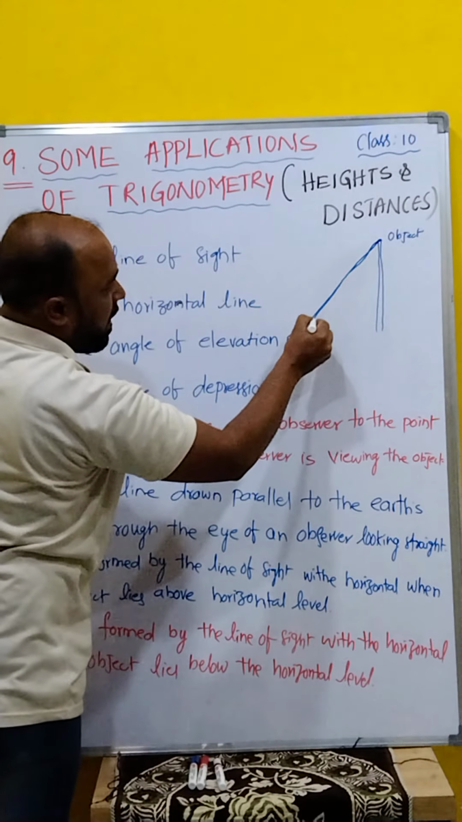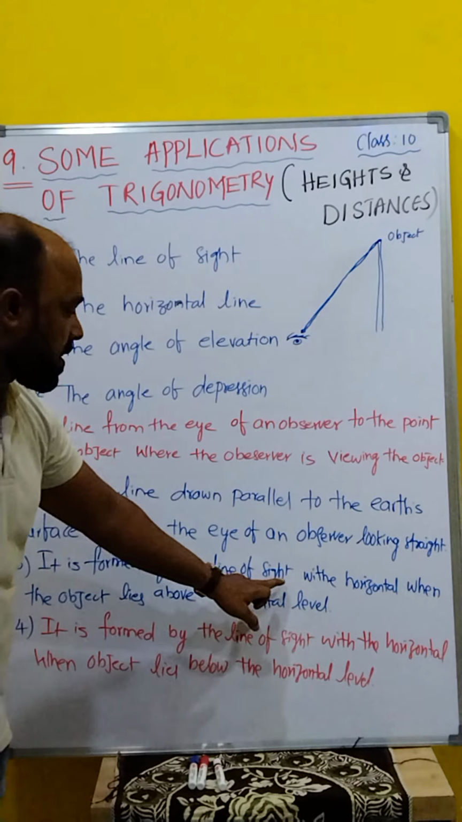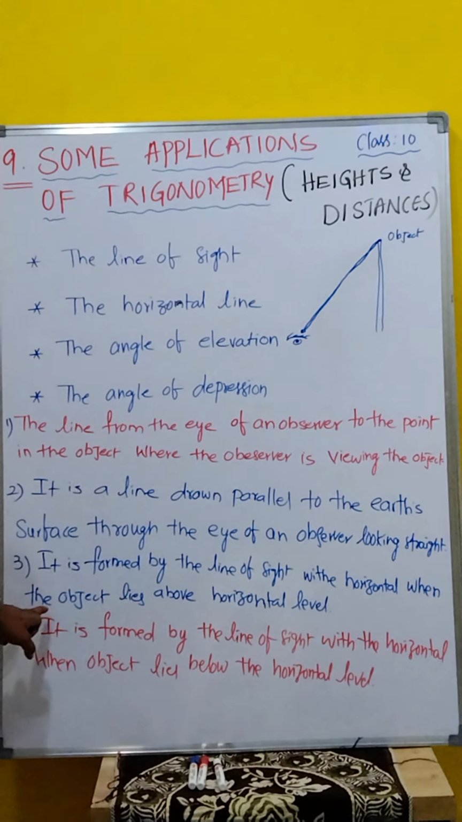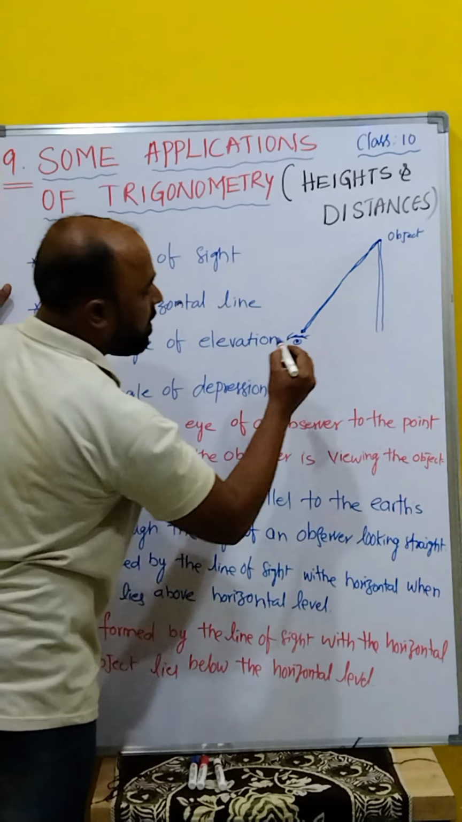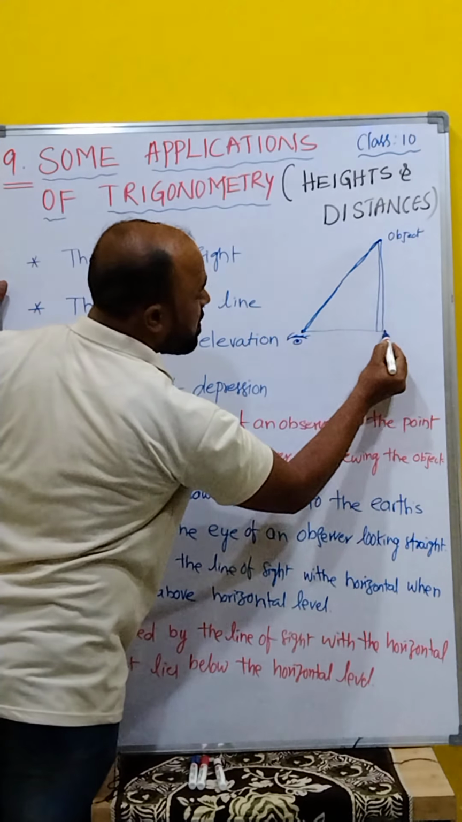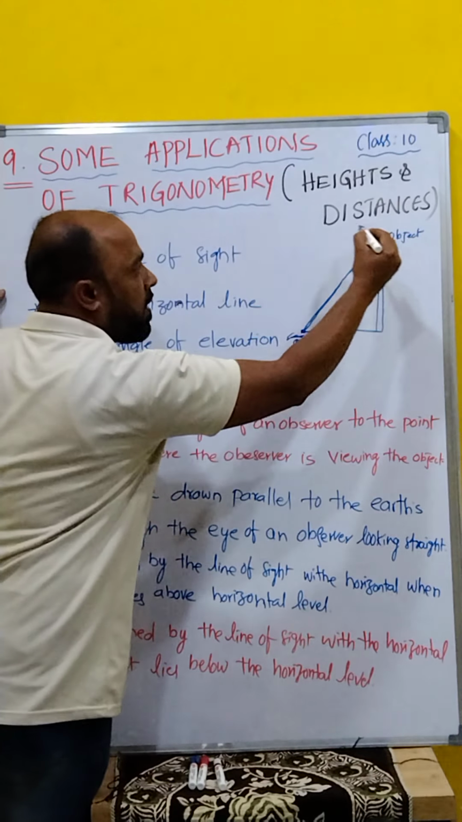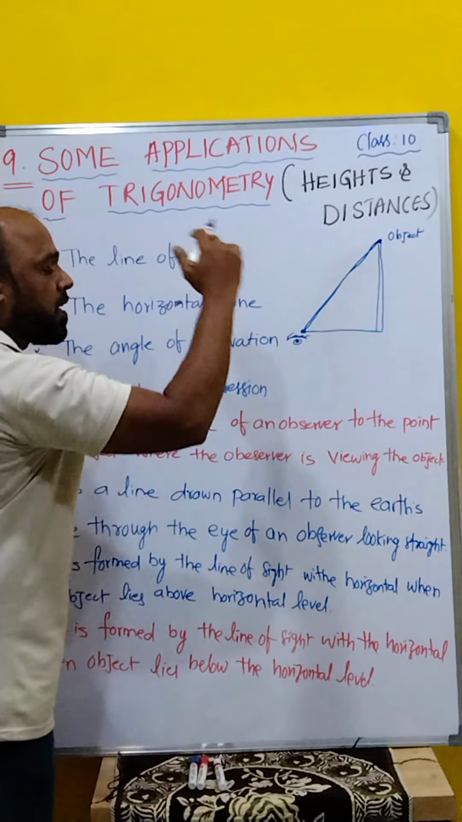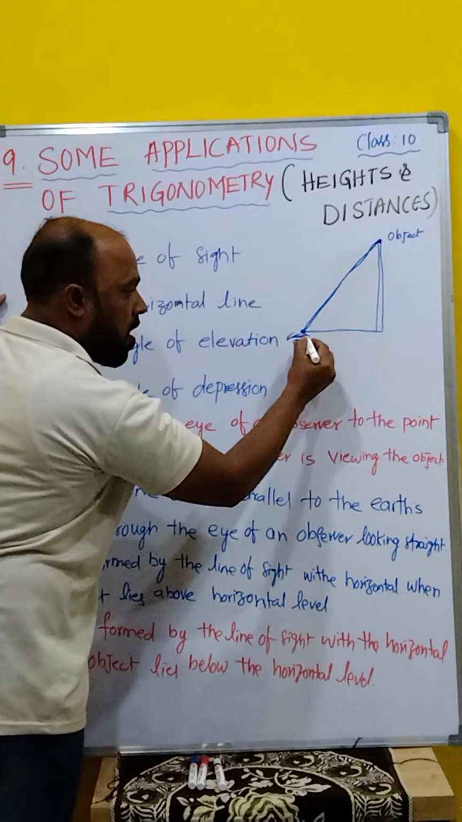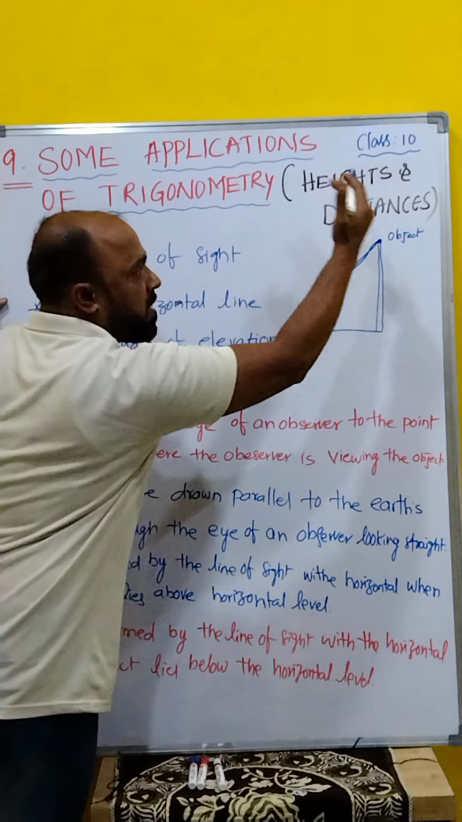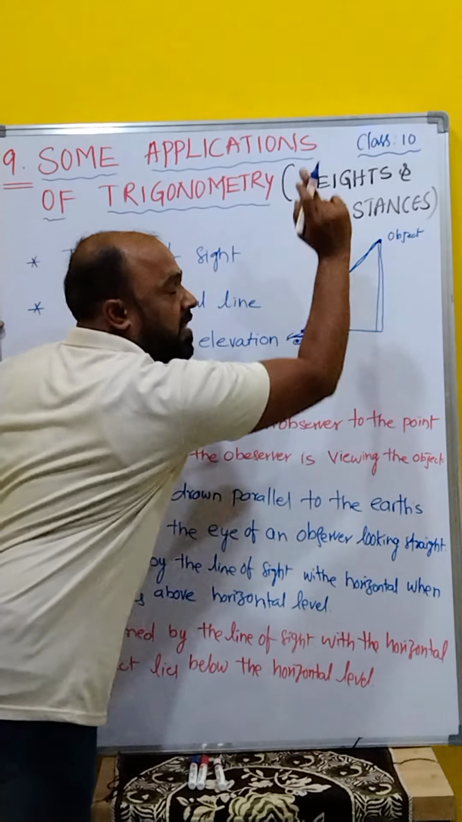This is the line of sight. What is given here? The line of sight with the horizontal when the object lies above the horizontal level. What is the horizontal level? This one. This is the horizontal level. And the observer is observing the object. Here in this case, in the angle of elevation, the eye is down, the observer is down and the object is here. We are observing exactly this way. Yes, the eyesight is like this.